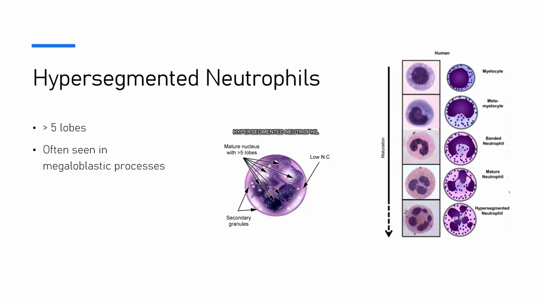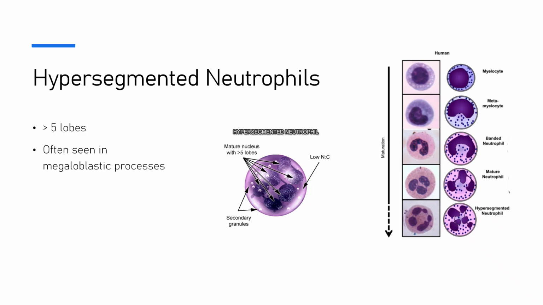Now let's look at another morphologic change that laboratory professionals pay close attention to: hypersegmented neutrophils. A normal neutrophil nucleus typically has 3 to 5 lobes, connected by thin strands of chromatin. When we begin seeing neutrophils with more than 5 nuclear lobes, we refer to them as hypersegmented neutrophils. This finding is most commonly associated with megaloblastic processes, particularly deficiencies in vitamin B12 or folate.